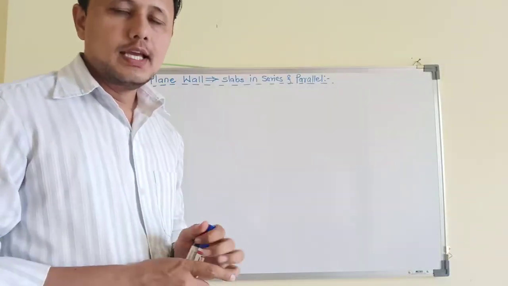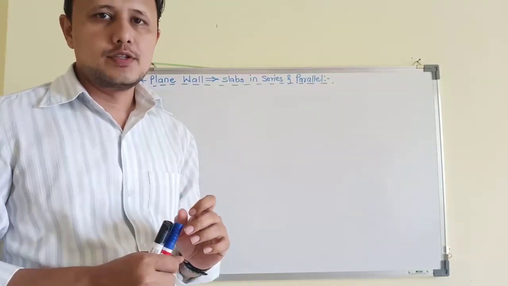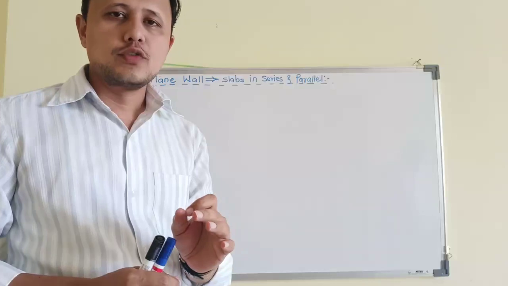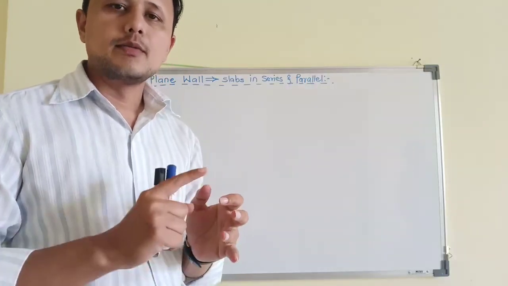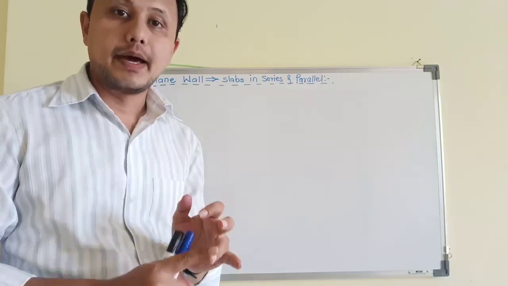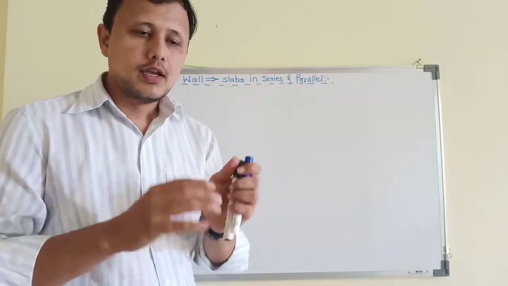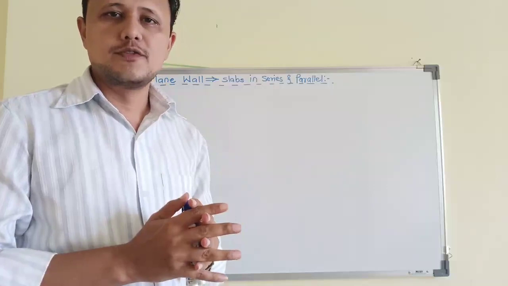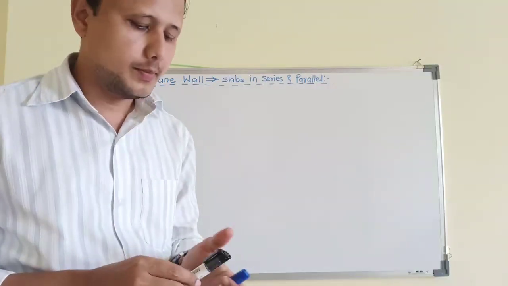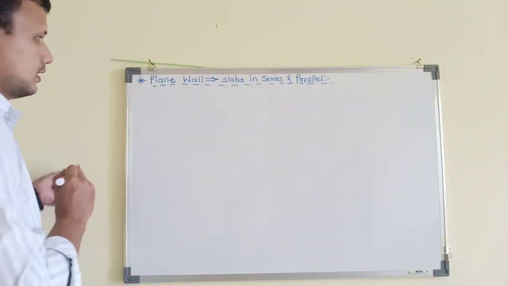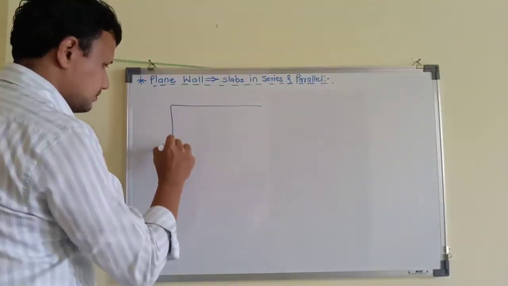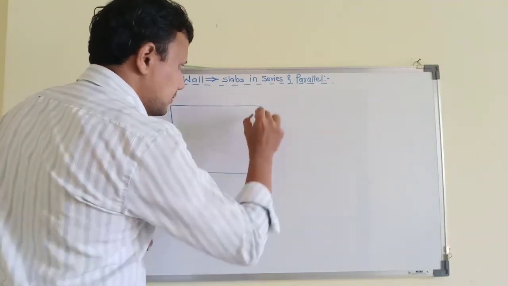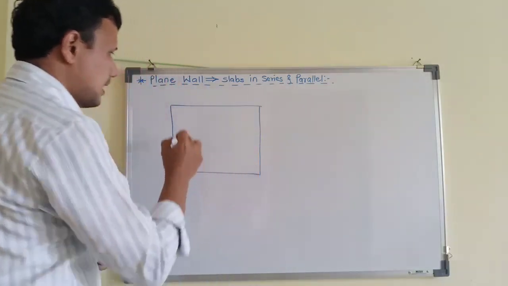Hello everyone. In the previous two important sessions, we have discussed the application of electrical analogy to a plane wall when slabs are in series and a plane wall when slabs are in parallel. Now we are going to see when there is a combination of both of these phenomena, how do we deal with the problem? So for this particular section, we are going to see a plane wall which is made up of combined series and parallel slabs.